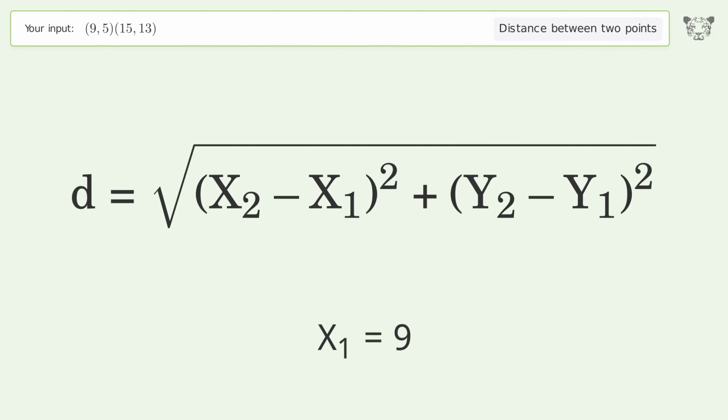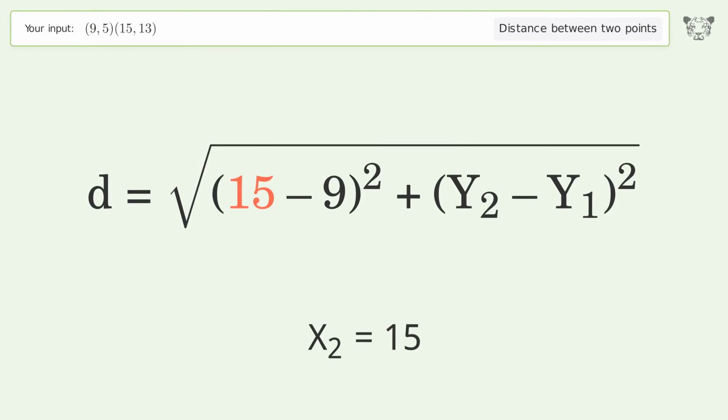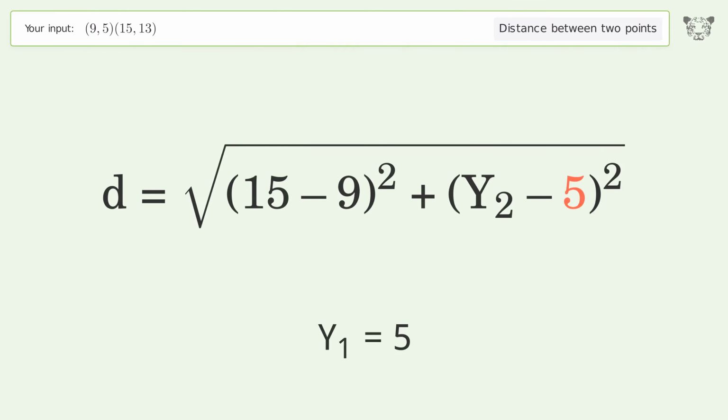x1 equals 9. x2 equals 15. y1 equals 5. y2 equals 13.